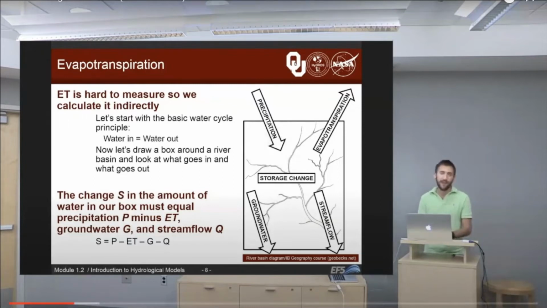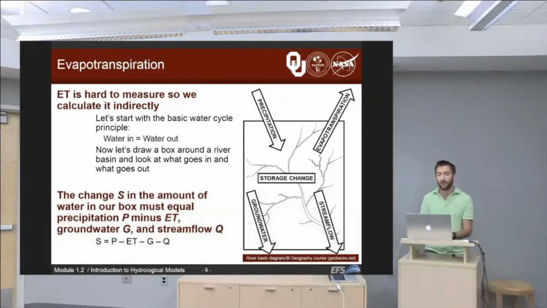So let's say that storage change is S, and so our equation now is S equals P minus all of those things that are leaving the box. So that's ET, short for evapotranspiration, groundwater, or G, and stream flow, which is Q.